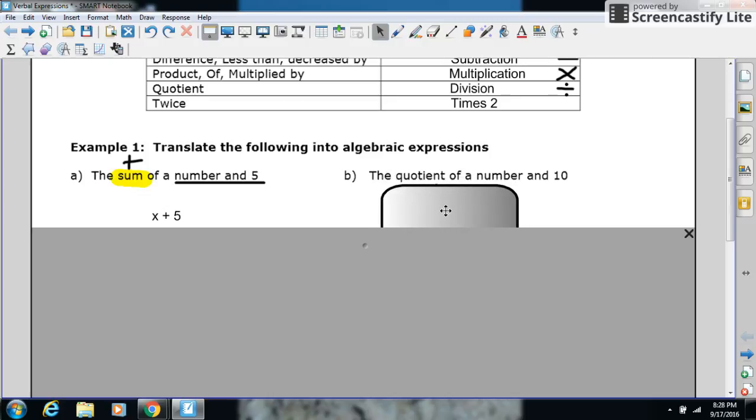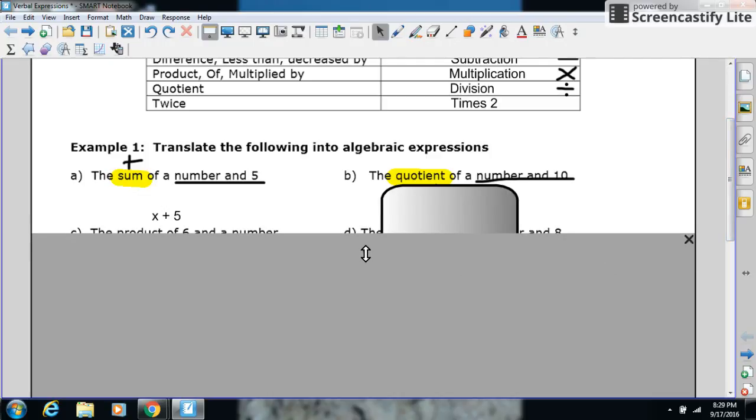The next one is the quotient of a number and 10. The key word here, you haven't guessed it, is quotient. And quotient refers to division. And the good thing about quotient or division is whatever thing comes first, whether it's a number or a letter, that's going to be what's going to go on top. A number is just x. So the quotient of a number and 10 is just x divided by 10.